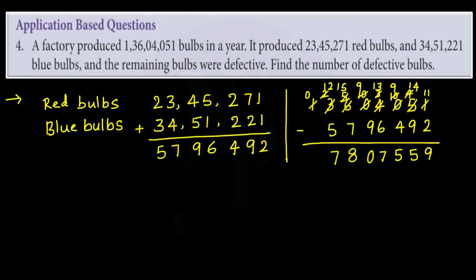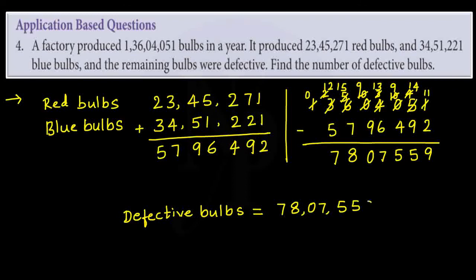So the number of defective bulbs is 78,07,559. So defective bulbs is equal to 78 lakhs 7,559.